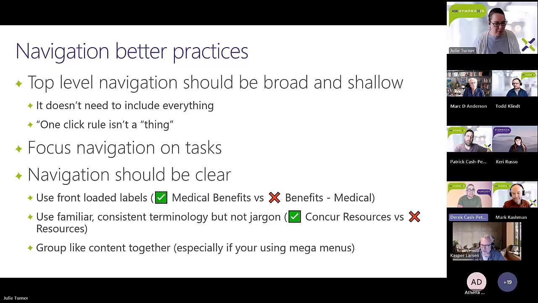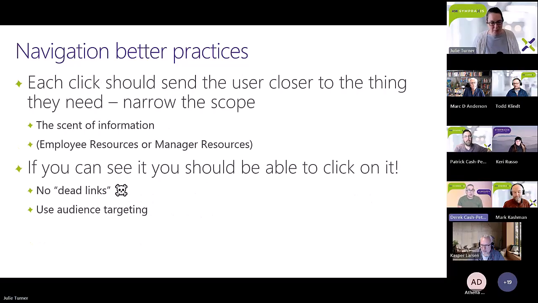Next slide, Julie, please. All right, a couple of last things. This is sort of going back to that 1-click rule or 3-click rule, which doesn't really make a whole lot of sense. Make sure that you're giving the users the scent of information. Every click should get them closer to what they're looking for. Every level of navigation should help them get closer to where they need to be. And as long as they feel like they're moving in the positive direction, they'll keep going down your navigation path.